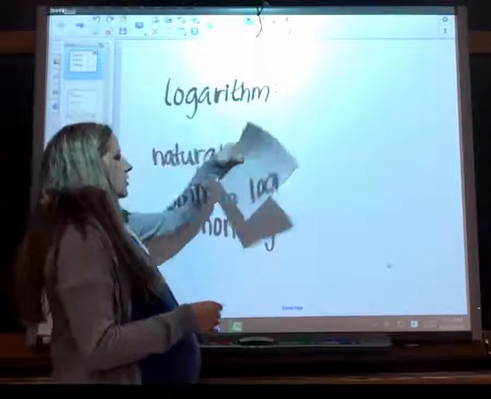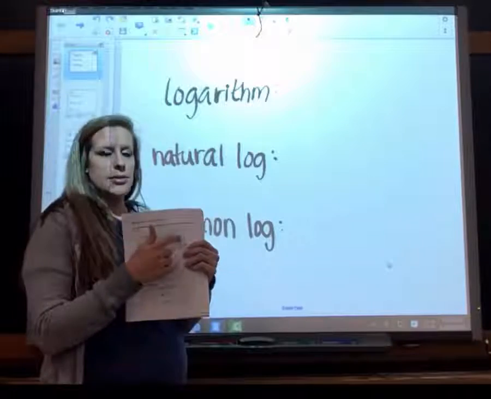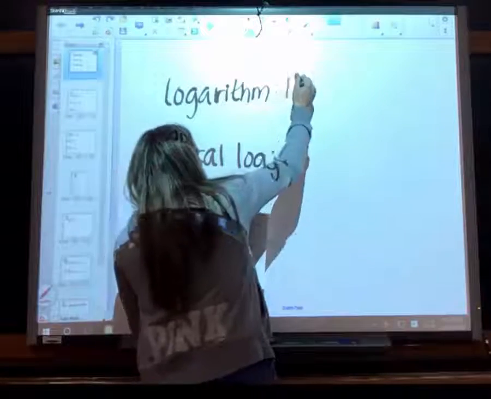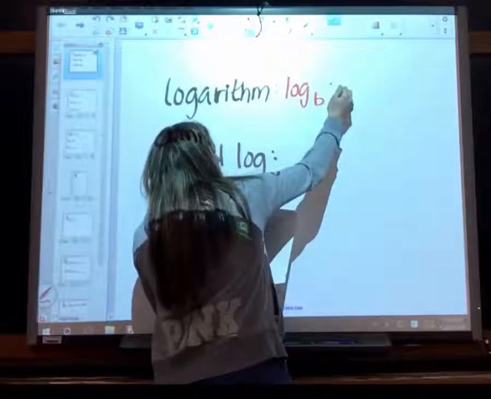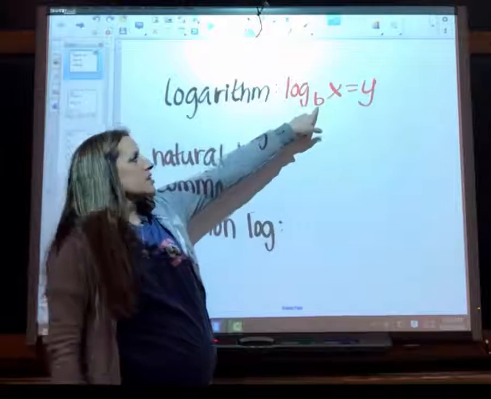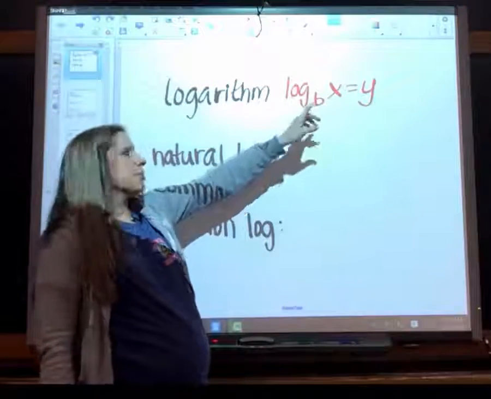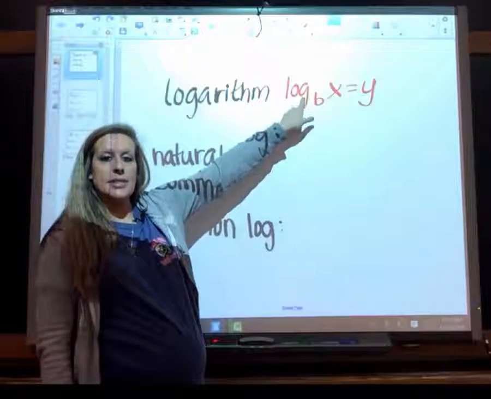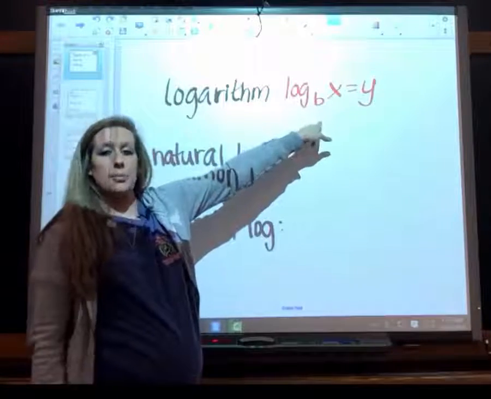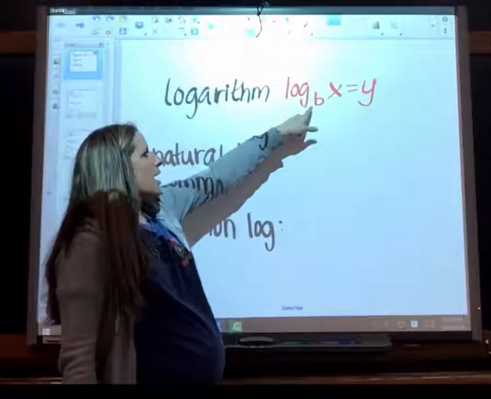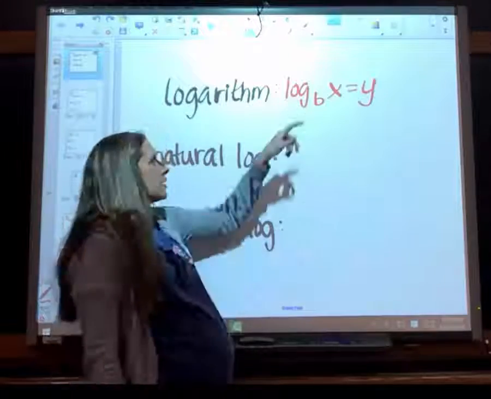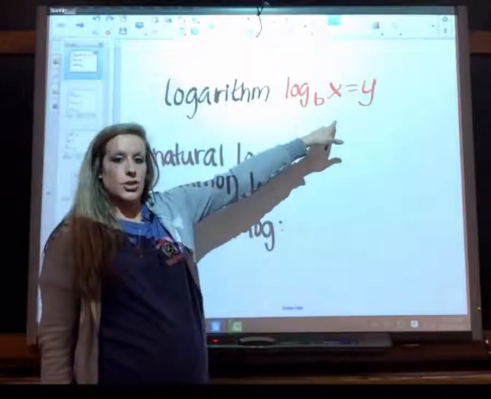Okay, a logarithm, you can see in your notes in the box there. If you have log base b of x equals y, that little number, or sometimes it's a letter, but a lot of times it's a number right beside the log. It's kind of below the log. That number is your base. So you have a base, same with exponentials, you have a base and then an exponent. With logs, you have a base too.